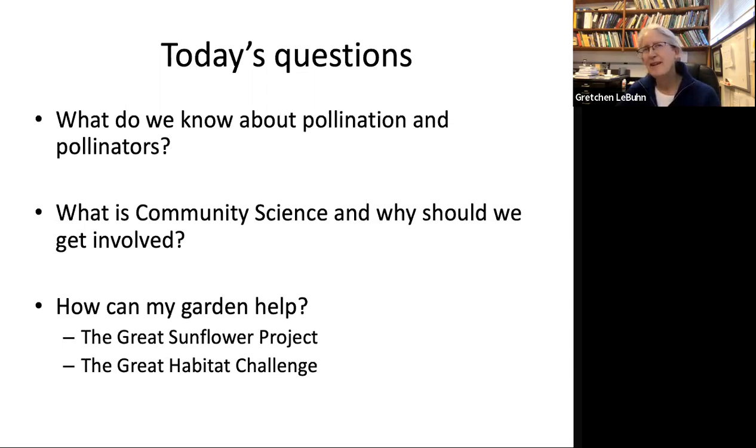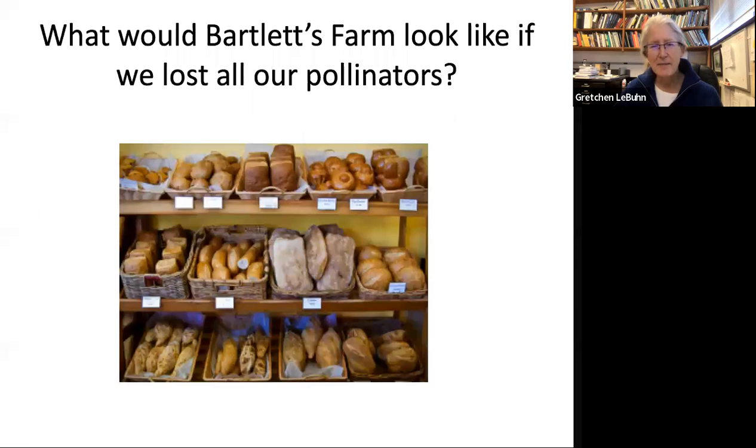When we think about pollinators, a lot of people's first reaction is to think about getting stung. But as a scientist who studies the services that pollinators provide to agriculture and to wild areas, this is what I think about. I think about what Bartlett's farm would look like if we actually lost all our pollinators. And if you're a carb avoider, this is like your worst nightmare.